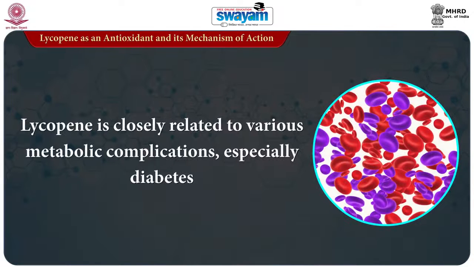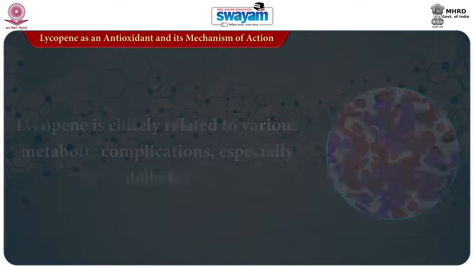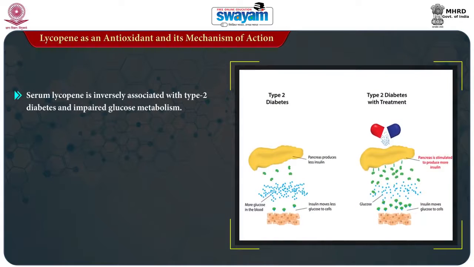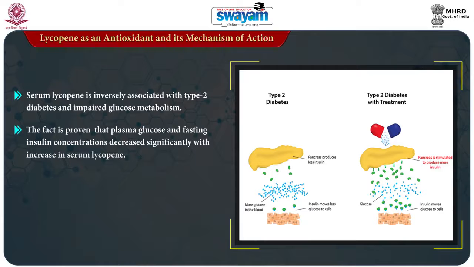Let us now understand the role of lycopene and diabetes. Lycopene is closely related to various metabolic complications, especially diabetes. Serum lycopene is inversely associated with type 2 diabetes and impaired glucose metabolism. The fact is proven that plasma glucose and fasting insulin concentration decrease significantly with an increase in serum lycopene.